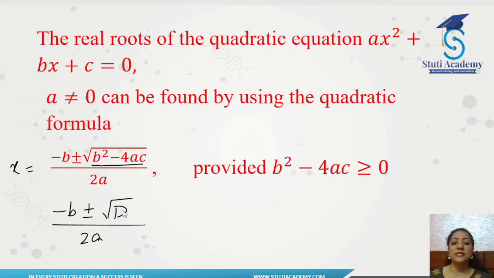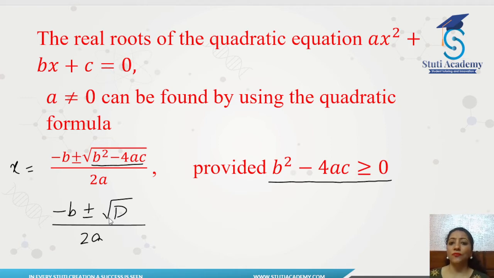So if this discriminant is greater than 0 or equal to 0, then we can find the values of x. Minus or plus will give us two different values of x. Here it's written, provided b square minus 4ac is greater than or equal to 0, because we can solve square roots for 0 or numbers greater than 0. We cannot solve for square roots of negative numbers. Not possible in this case.